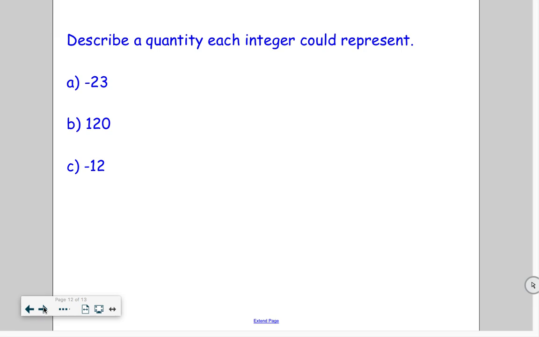Positive 120. What might a positive 120 represent? Tina. Finding $120. Found $120. I was just gonna say you worked.